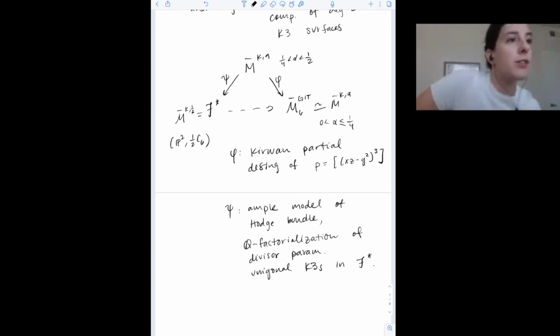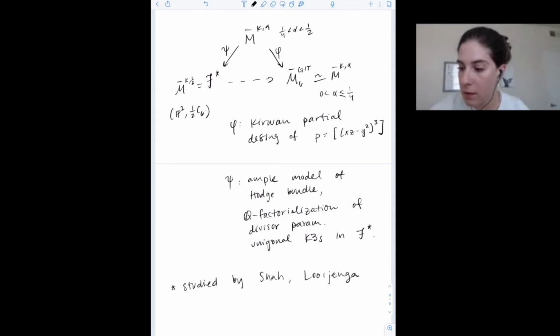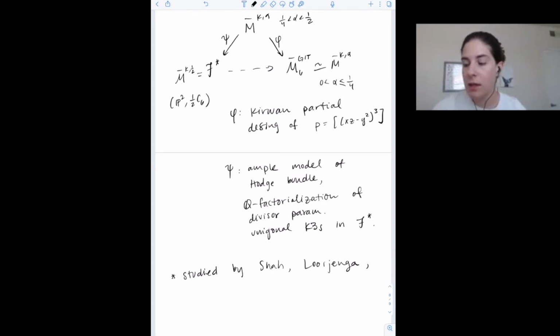So this picture of these three moduli spaces was studied before our application of K-stability, and the same picture was attained also by Shah and Looijenga. Without the viewpoint of K-stability, you can define these moduli spaces in another way, but a nice observation is that K-stability provides an alternate perspective, and it provides a nice alternate way of constructing these moduli spaces and the maps between them that will generalize nicely to the degree 4 case.